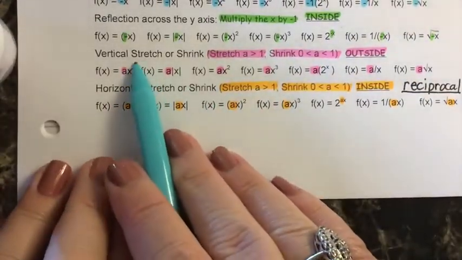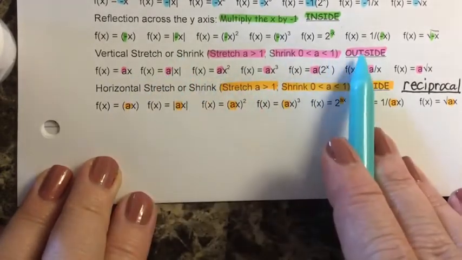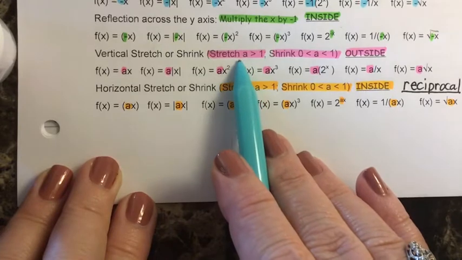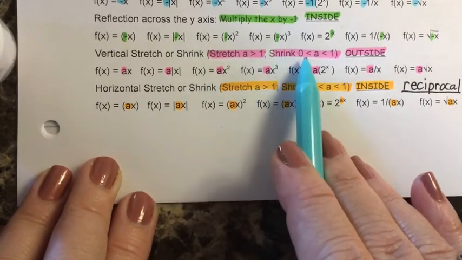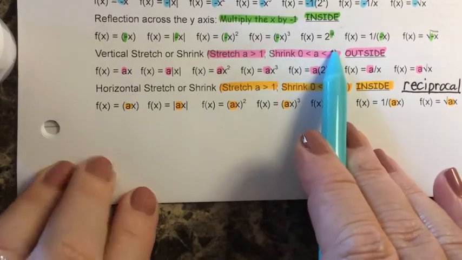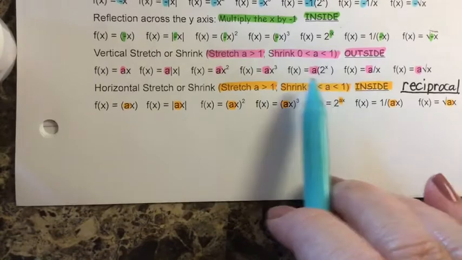If it's a vertical stretch or shrink, then you're multiplying the outside by the number. A stretch is when a is greater than 1. A shrink is when a is between 0 and 1. If it's just 1, then that's the parent function. It's the same size as the parent function.